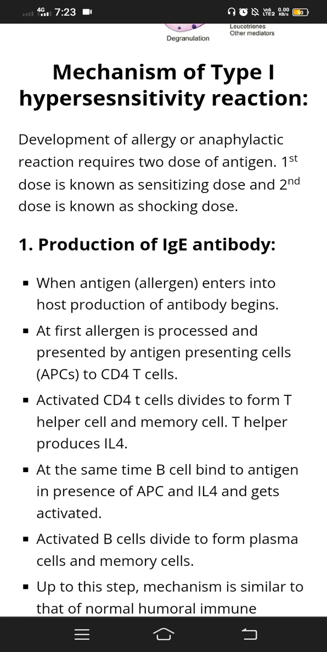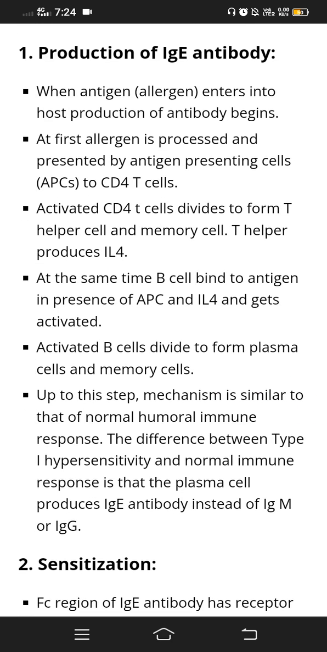Production of IgE antibody. When an antigen or allergen enters the host, production of antibody begins. At first, allergen is processed and presented by antigen presenting cells to CD4 T cells. Activated CD4 T cells divide to form T helper cells and memory cells. T helper cells produce IL-4. At the same time, B cells bind to antigen presented by APC and, with IL-4, get activated. Activated B cells divide to form plasma cells and memory cells.